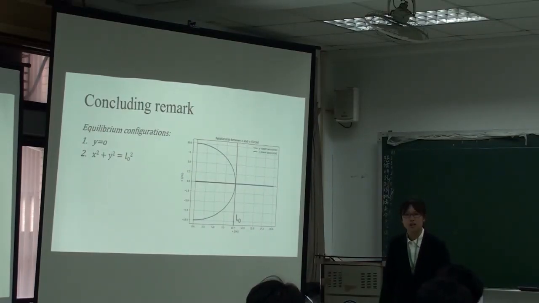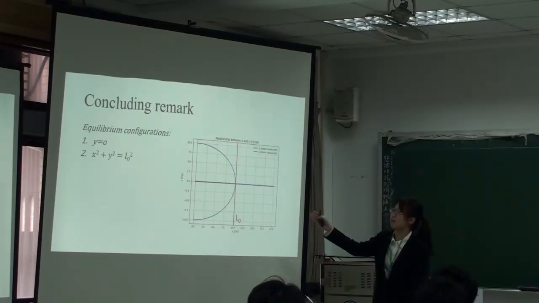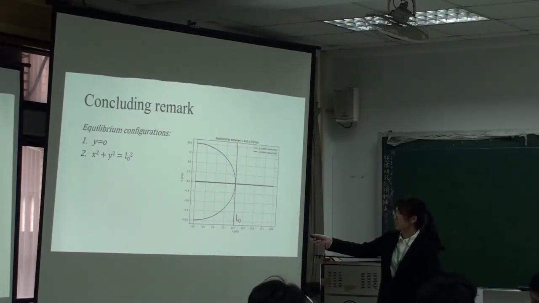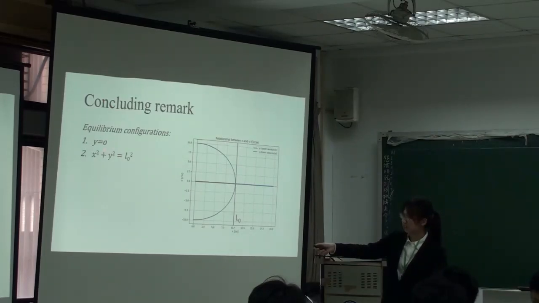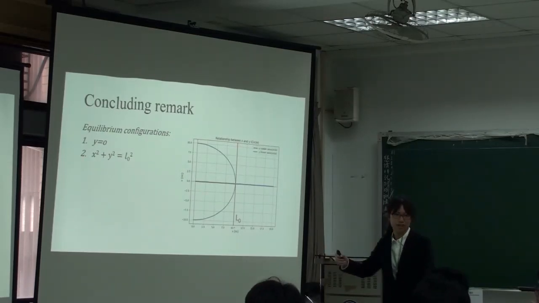And also, the reviewer asked about page number 18. He asked why there would be more than one possible equilibrium. This is because from our theory, we know there are 2 possible conditions: one of them is y equals 0, and the other is like the radius of L0.